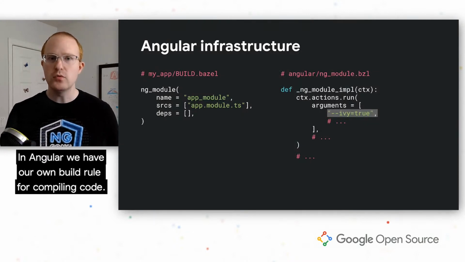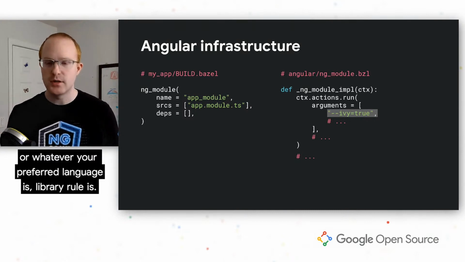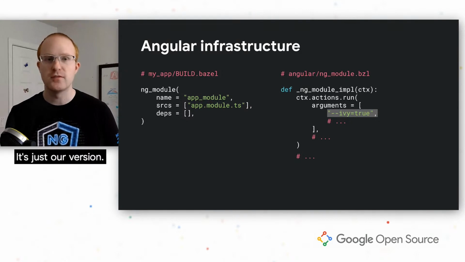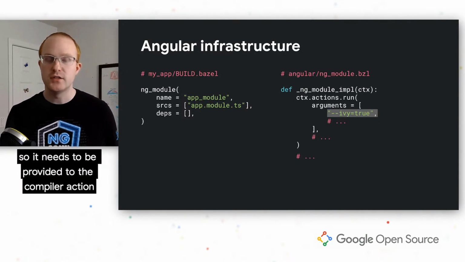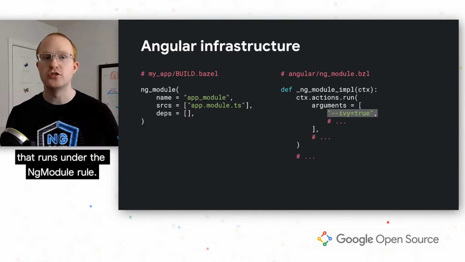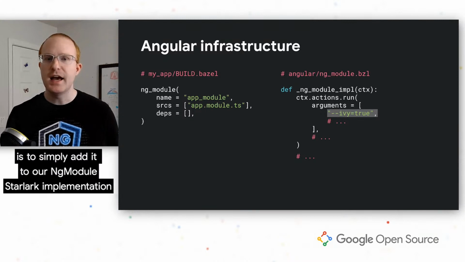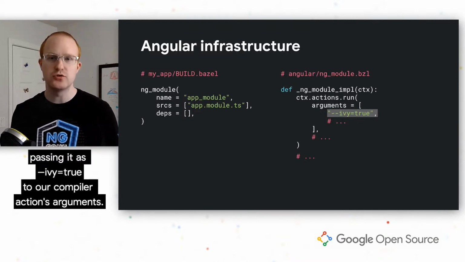In Angular, we have our own build rule for compiling code. ngModule is our equivalent of TS library, Java library, or whatever your preferred language's library rule is. It's just our version. Ivy itself is a compiler flag, so it needs to be provided to the compiler action that runs under the ngModule rule. This means that the easiest way of enabling Ivy is to simply add it to our ngModule Starlark implementation, passing it as --ivy=true to our compiler action's arguments.